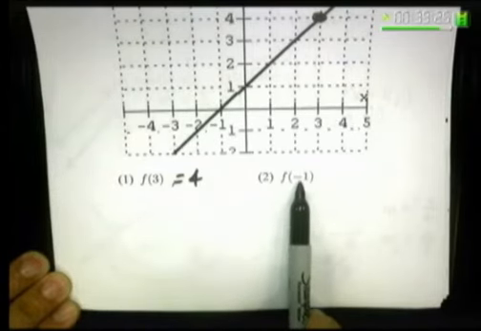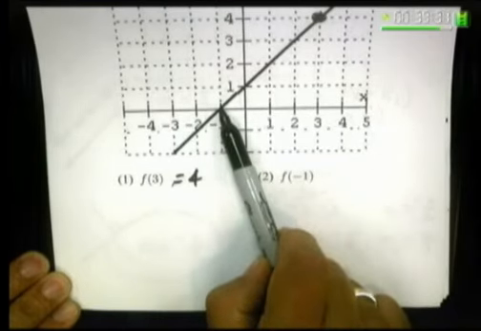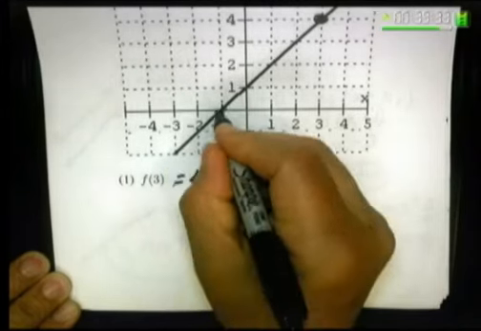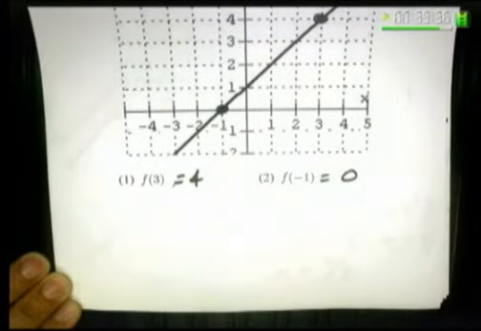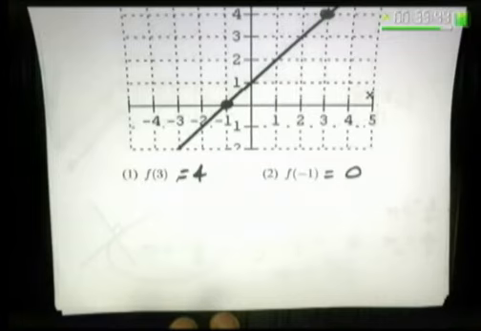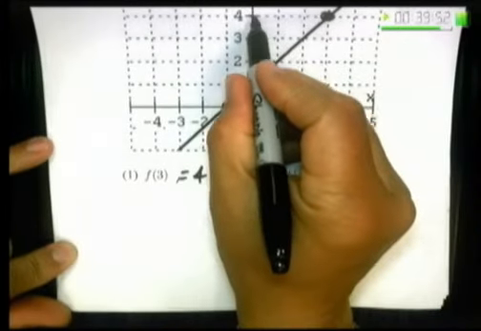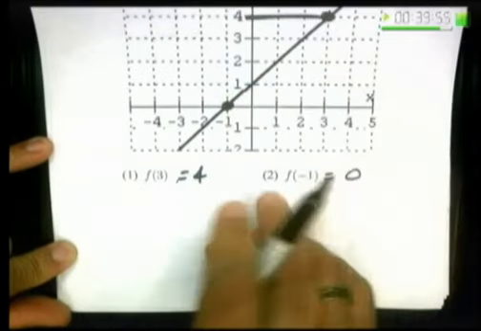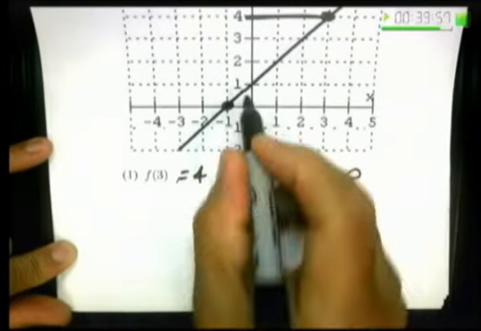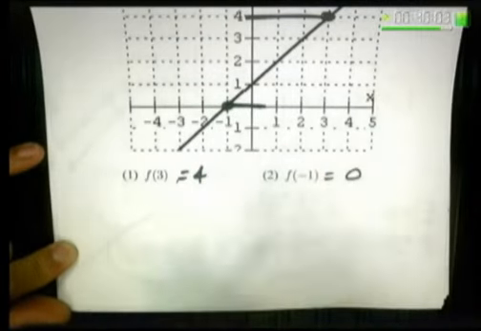F of negative 1. Is that your x or your y? That's your x. So go to the x-axis and find negative 1. Where does it touch the line? Right here. What is that? 0. The y value. In other words, if they give you the x value, they want to know the y value. They're not going to give you the x value and ask what the x value is. So when the x value is 3, the y value is 4. When the x value is negative 1, the y value is 0.